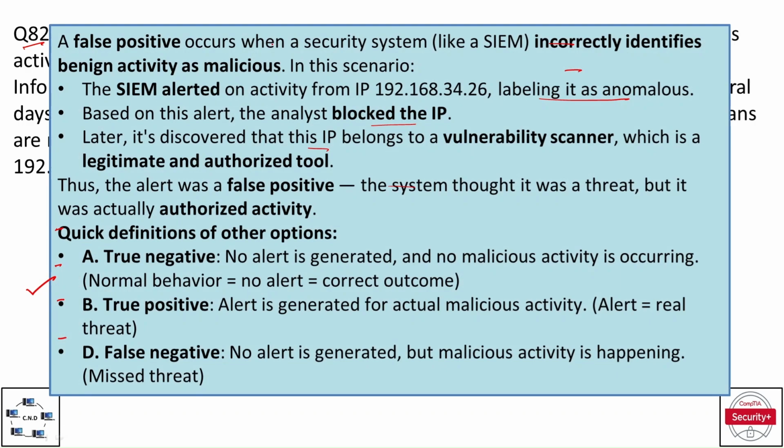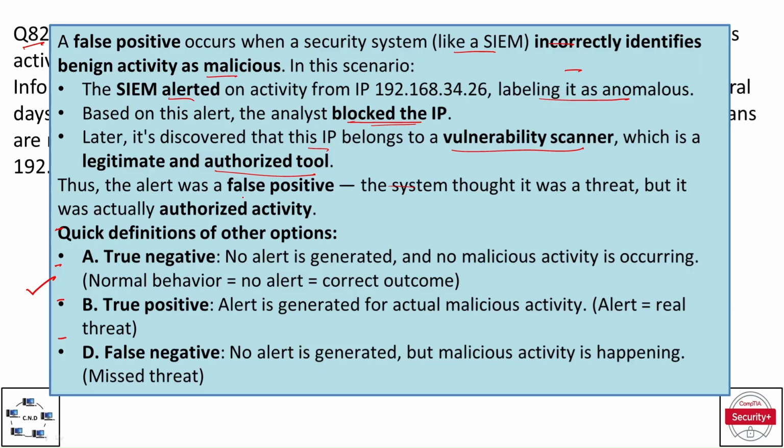So a false positive occurs when a security system like a SIEM solution incorrectly identifies benign activity as malicious. So in this scenario, the SIEM alerted on activity from IP address 192.168.34.26, labeling it as anomalous. Based on this alert, the analyst blocked the IP address. Later, it's discovered that this IP belongs to a vulnerability scanner, which is a legitimate and authorized tool.